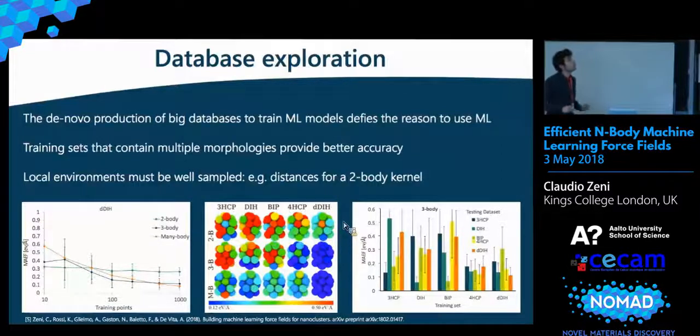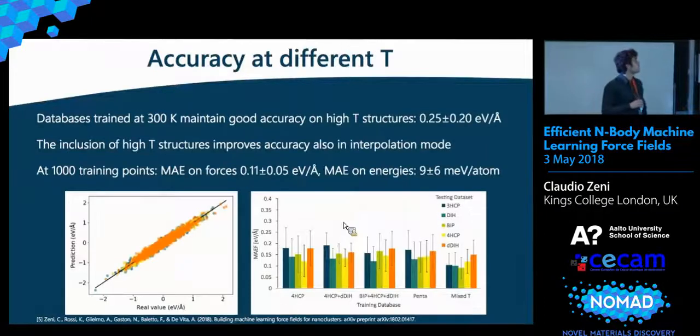So, for example, we trained a database on 300 Kelvin configurations, with 500 training points, and we got very good accuracy on low temperature structures, on the order of 0.1 electron-volt per angstrom. You can see it here. This is the low temperature configuration, low temperature training set. And decent accuracy on high temperature structures. We are looking at 0.225 electron-volt per angstrom. When we talk about high T, we talk about 900 Kelvin, where this nanocluster starts to melt. It is liquid-like.